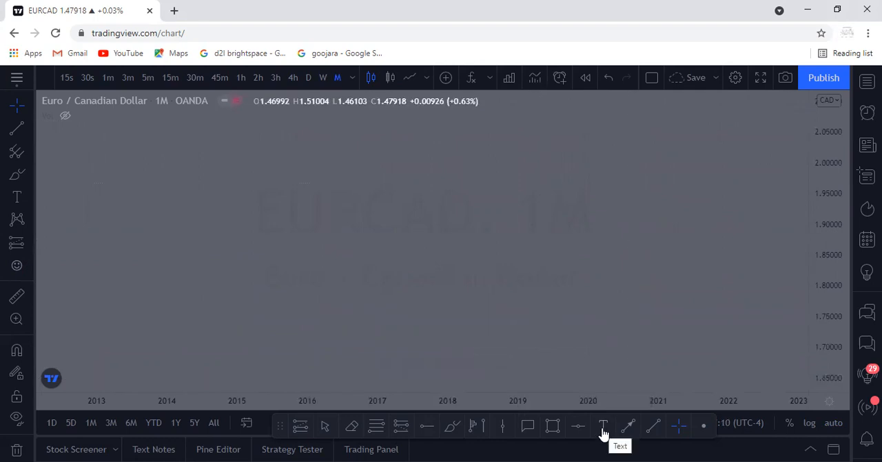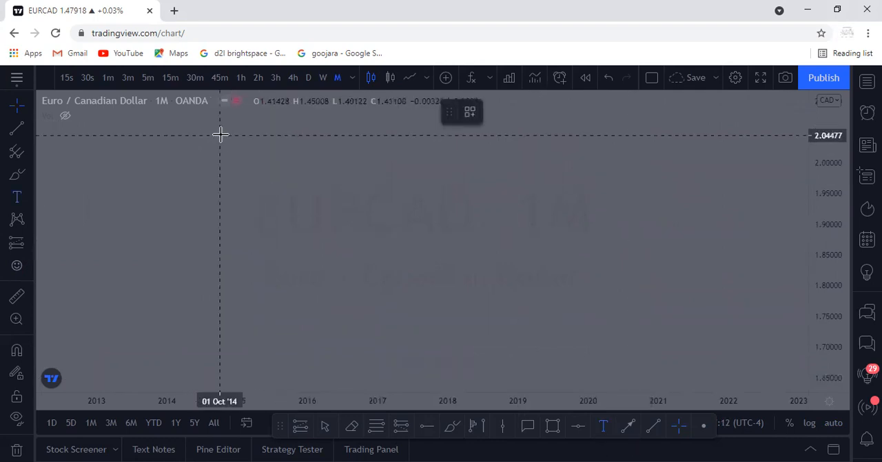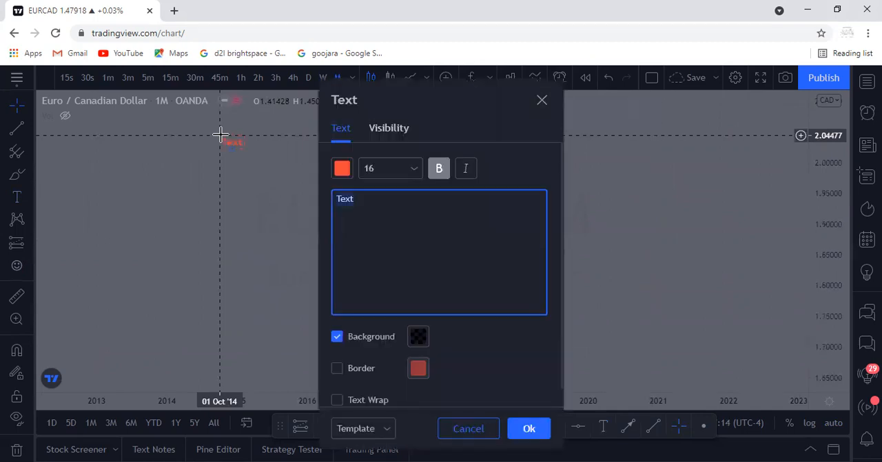The first thing that you need to do here, one, you need to check the market structure. You need to take note of the structure. That's number one. Number two, you need to check the order blocks, OBs.